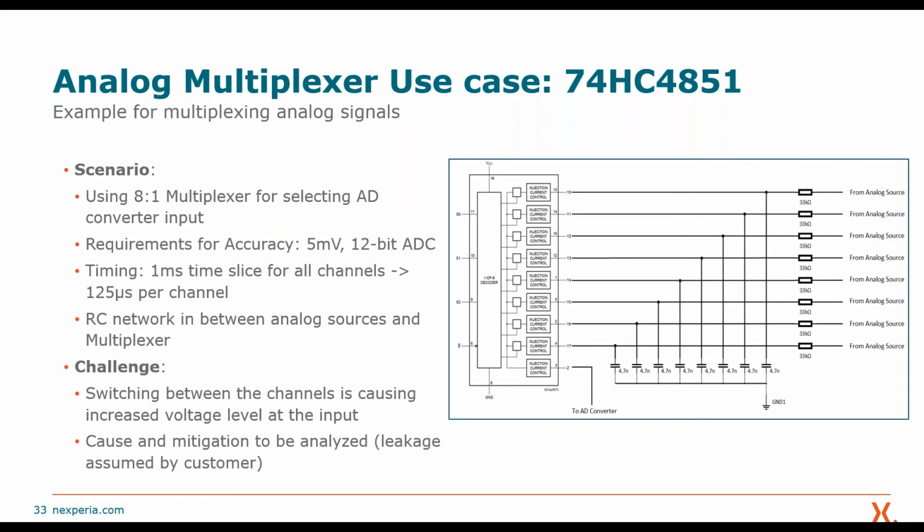And together with the customer, their measurements and our simulation, we could resolve this issue. A bit about the scenario: here the 8-to-1 multiplexing is done and goes to an analog-digital converter input. The requirements are 5 millivolt accuracy. They are using a 12-bit ADC, and the time frame is very important.